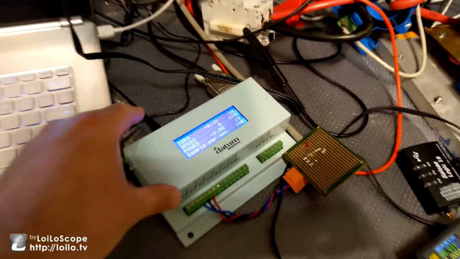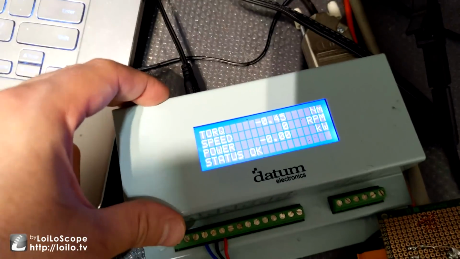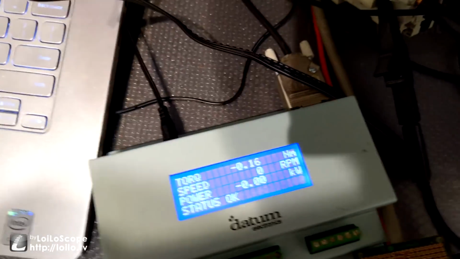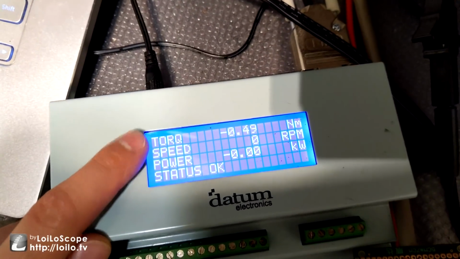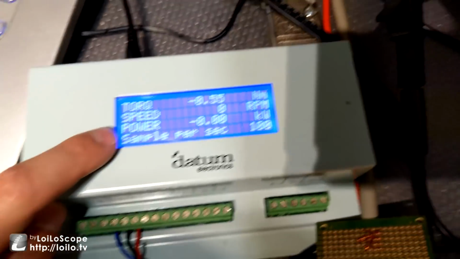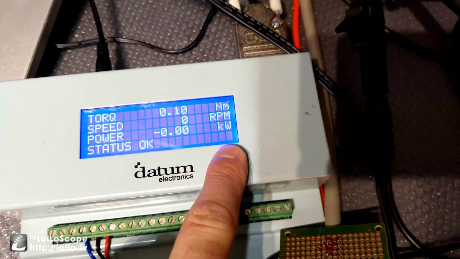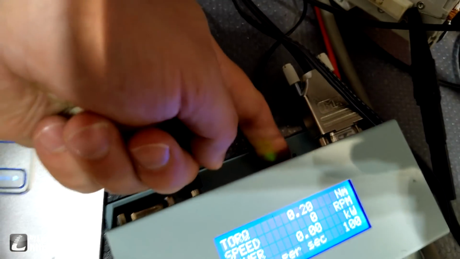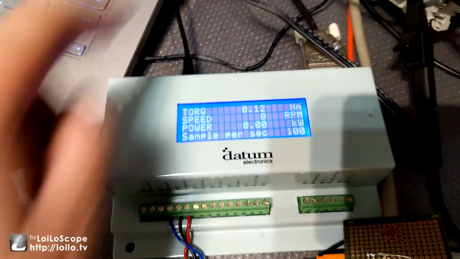Then it comes with this box. You can buy it separately if you want. So the signal is coming here, RS485, and then it displays torque, speed, power, and how many samples per second you get in real time from the torque sensor. Additionally, it has a USB, a LAN connection, and a serial port, so you can plug in a stick and then log the torque and speed directly to the stick if you want.